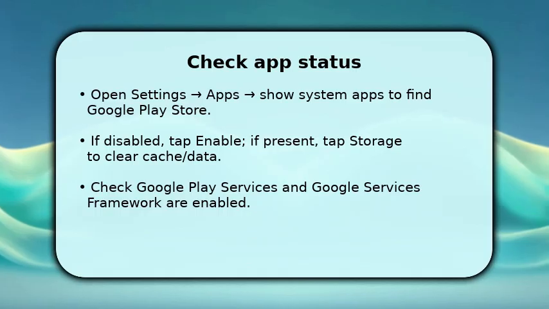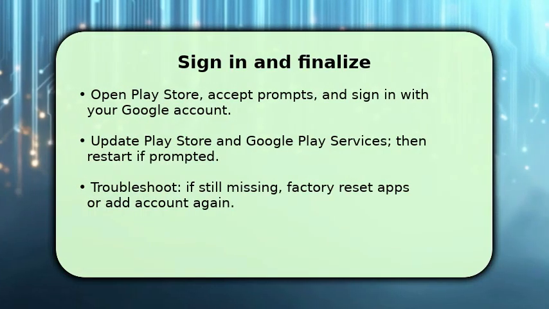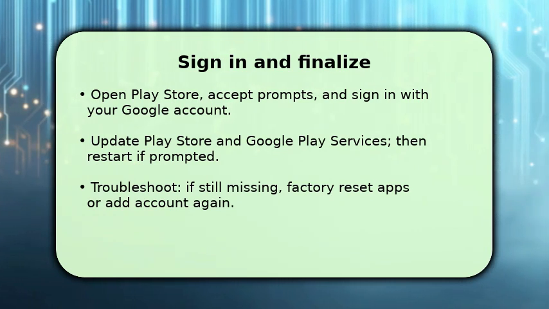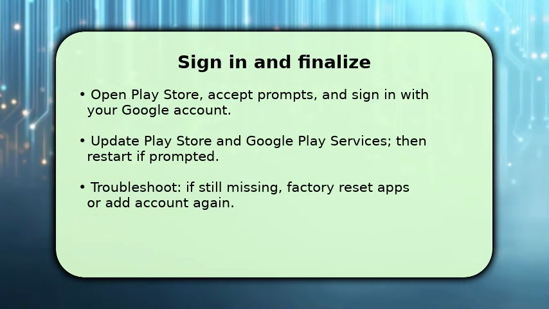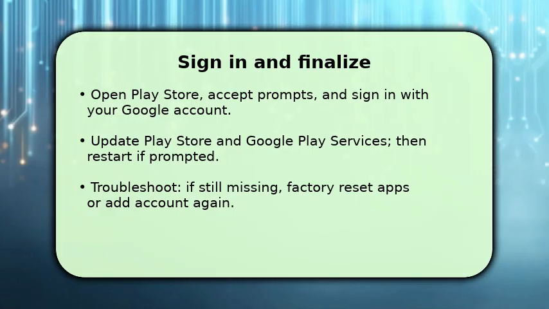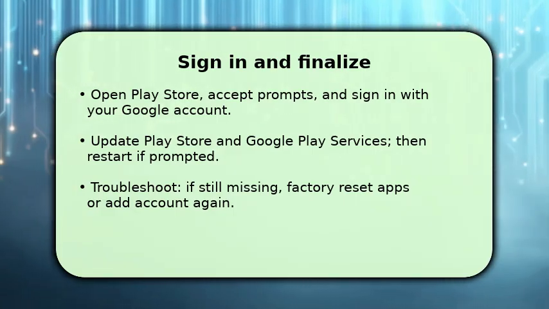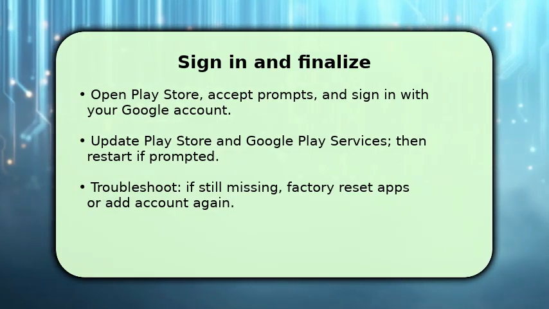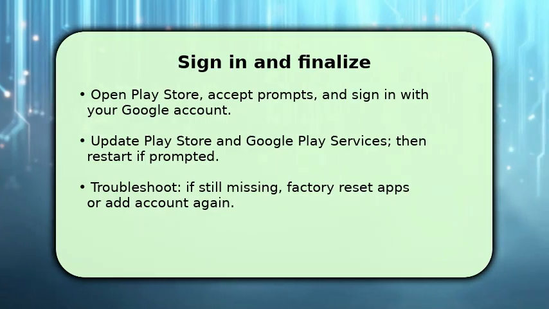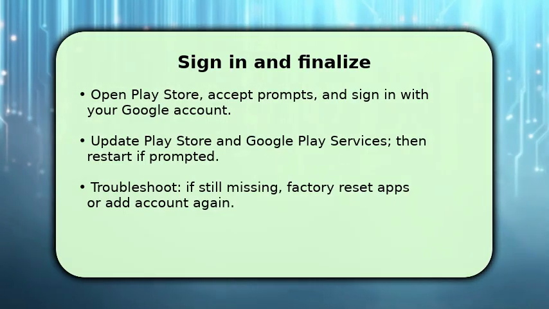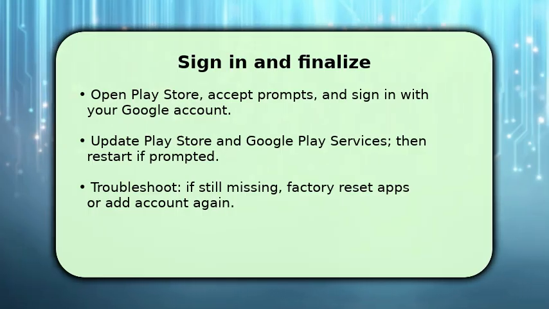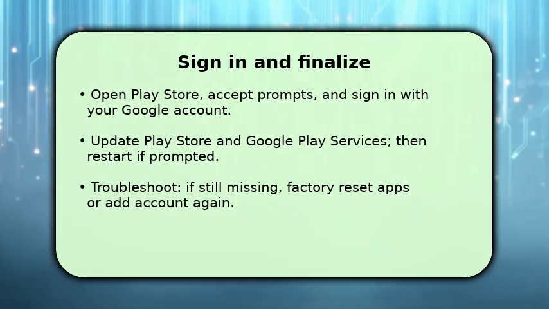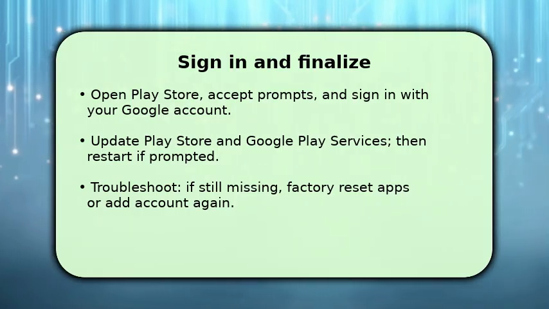Finally, open the Play Store, follow the on-screen prompts, and sign in with your Google account so purchases and app installs sync properly. Make sure the Play Store and Google Play Services are up to date. Install updates and restart the phone if prompted to apply changes. Once signed in, test by searching for a free app and tapping Install. If the Play Store is still missing or fails to open, remove and re-add your Google account or reset app preferences as a targeted troubleshooting step.